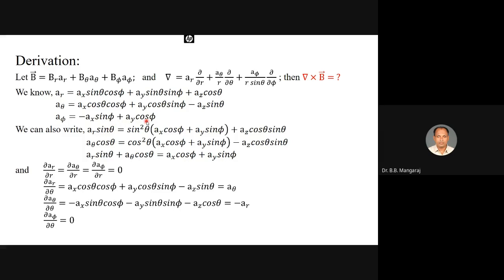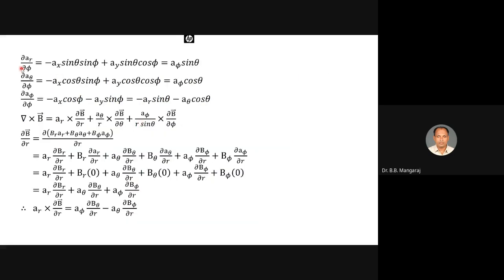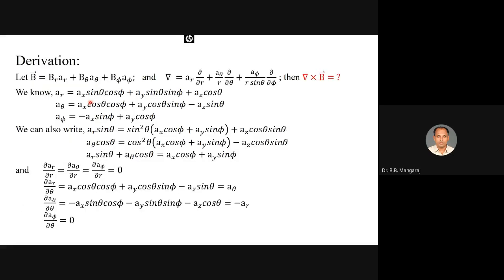Now, similarly, if we find out partial derivative of a_r, a_theta, and a_phi with respect to phi, these expressions we are getting. This expression, if we take sin theta common, the rest is a_phi. If we take cos theta here common, the rest is a_phi. And here this expression we have already derived: a_x cos phi plus a_y sin phi is a_r sin theta plus a_theta cos theta. So minus a_x cos phi minus a_y sin phi is minus a_r sin theta minus a_theta cos theta. Right? Now we need to find del cross B.